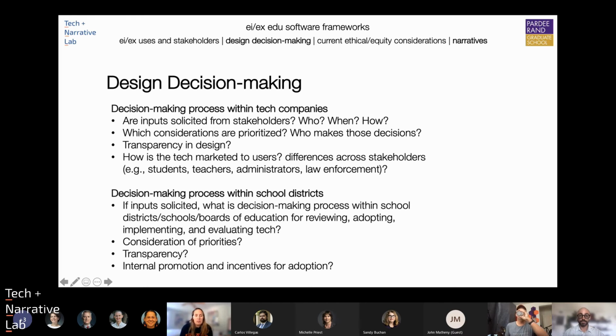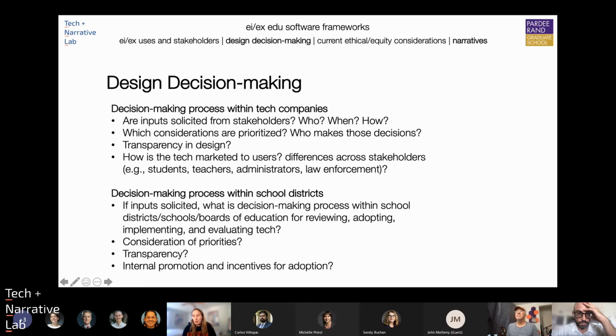So what we have here, one of the things that we're thinking about are the types of questions we might need to answer for this sort of work. So in terms of design decision-making in two areas, the decision-making process with tech companies. So what's happening within the tech company as it creates the software, markets it, evaluates it, and potentially revises or amends it. And then decision-making processes within school districts as they consider adoption and implementation of the software, and then iteration with the tech companies for how that might be used, what kind of outcomes they're getting for it.